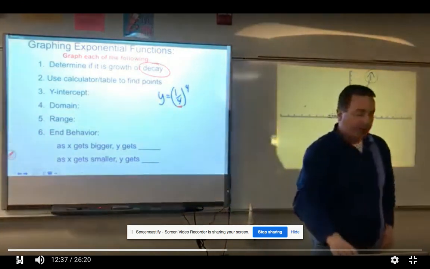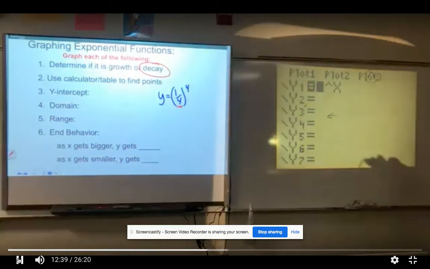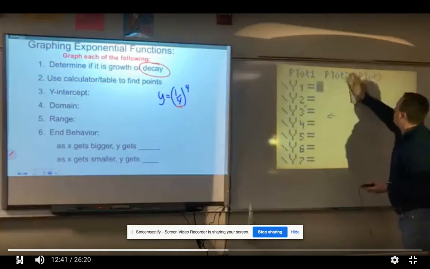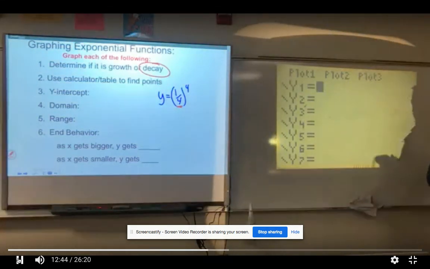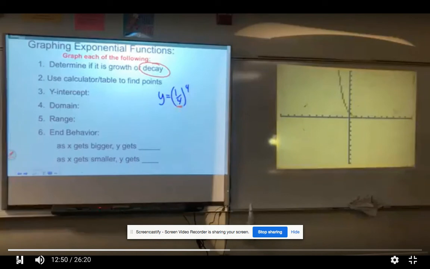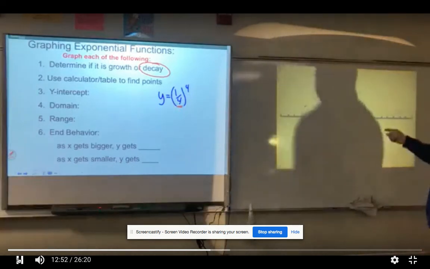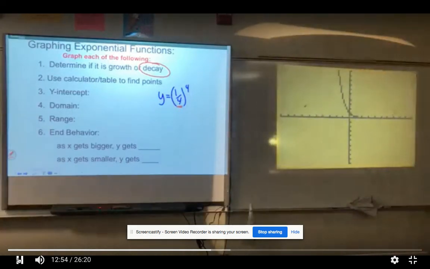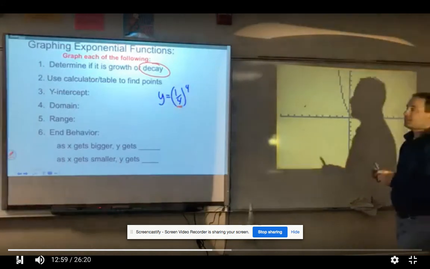Okay, well, let's grab my calculator. And remember, when I type these in, fractions always have to be in parentheses, so I'm going to type in 1 divided by 4 raised to the x power. And if I press graph, sure enough, it gets smaller, it goes down. When I graph this, then we need to graph some points.